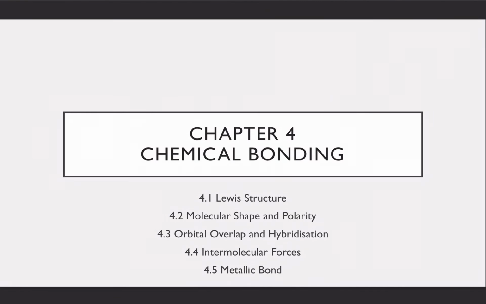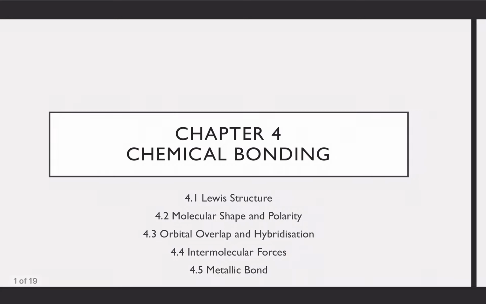So today we will go into a new chapter, chapter 4, which is chemical bonding. The subtopics in this chapter are very related to each other. You must master Lewis structure, molecular shape, and polarity in order to draw your orbital overlap and hybridization. And then you will learn intermolecular forces and metallic bonding for the last two.